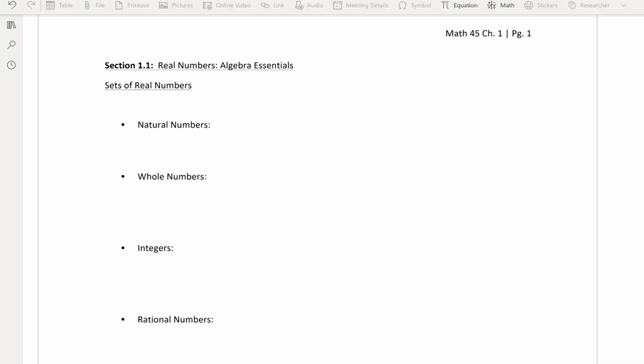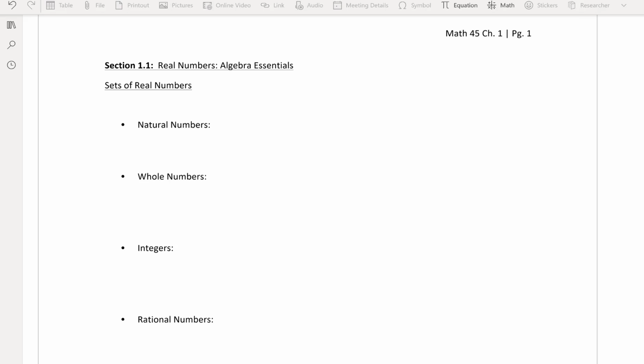I'm your instructor, Cindy Enrique, and we are going to go over Chapter 1, and in particular Section 1.1, which is the real numbers and algebra essentials. So the first thing that we're going to start with is the sets of real numbers.